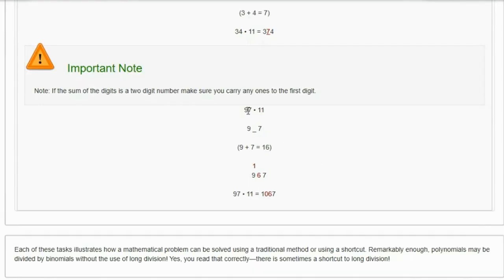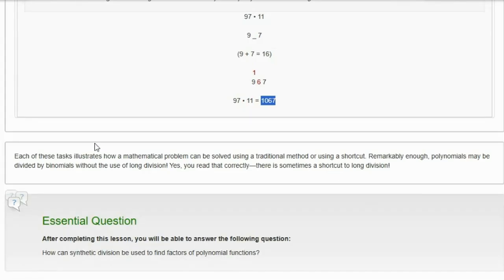If we're doing 97 times 11, you're like, well, 9 plus 7 is 16. I can't put a 16 in the middle. Well, you carry the 1. You put the 6 in the middle and make the 9 into a 10. So 1067. You put it in the middle, but you carry the 1 over into the first digit. So each of these illustrates how a problem can be solved using a traditional method or using a shortcut.